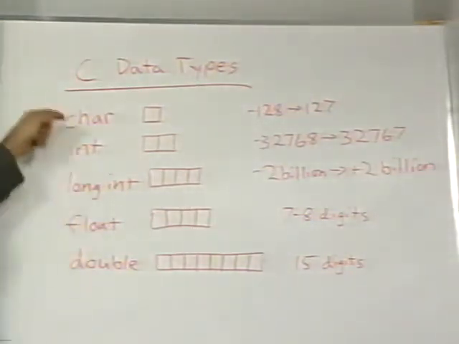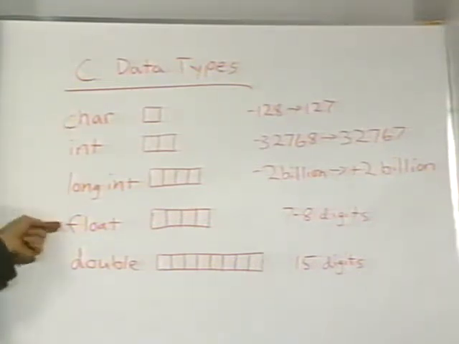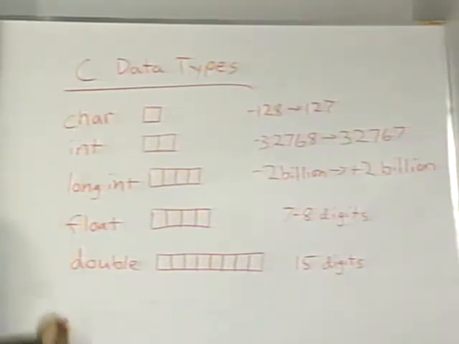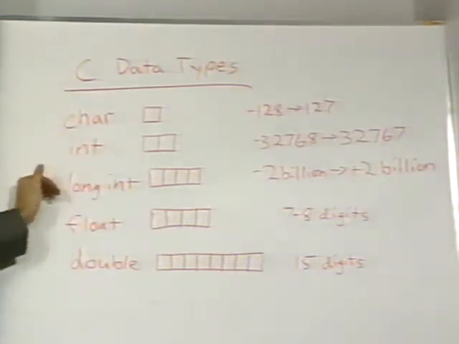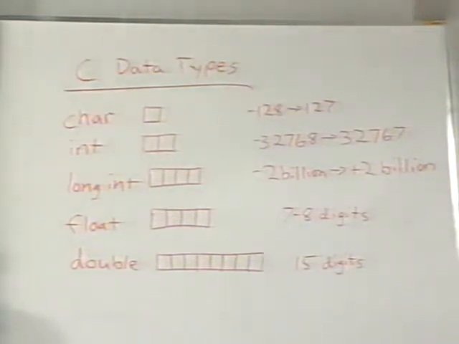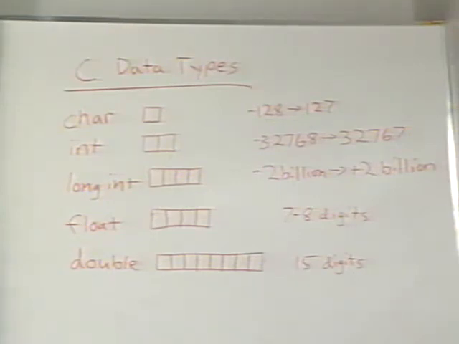In C, there's also the character data type, called char, long int, which is a long integer, float, which is floating point, single precision, and double, which is floating point, double precision. Char, int, and long int are all integer data types. This means that only whole numbers can be represented with these. Float and double are floating point data types. This means that fractions can be represented with these.